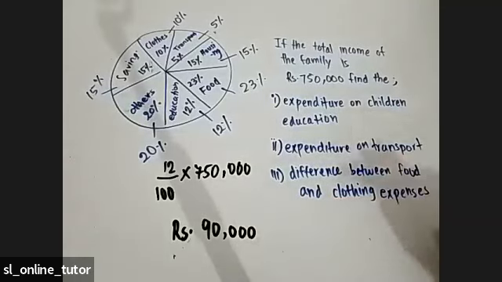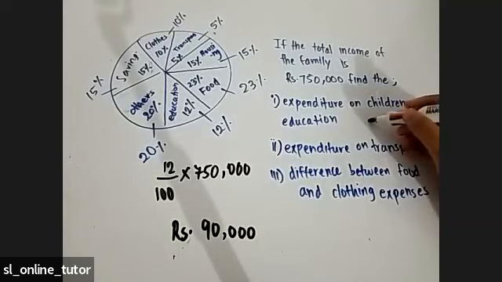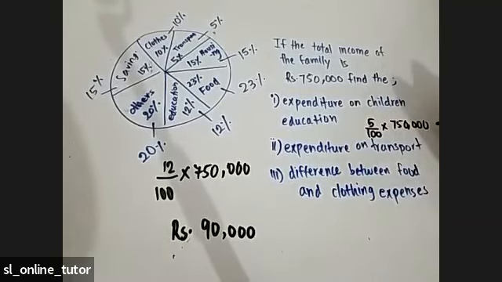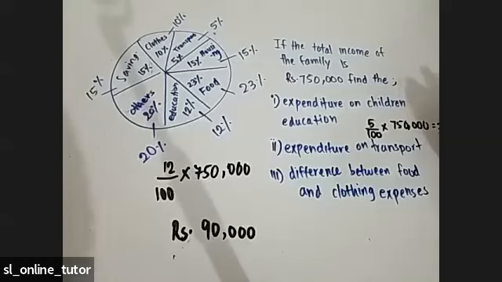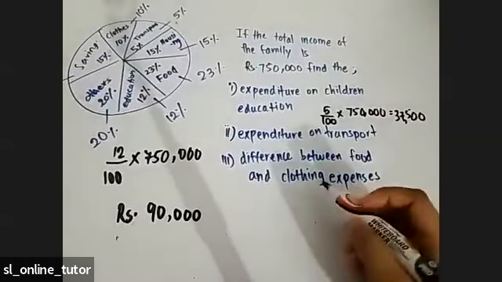Expenditure on transport can be found similarly. Transport percentage we know, 5%. 5 upon 100 multiplied by 750,000. So then you are getting how much? 37,500. 37,500 rupees.